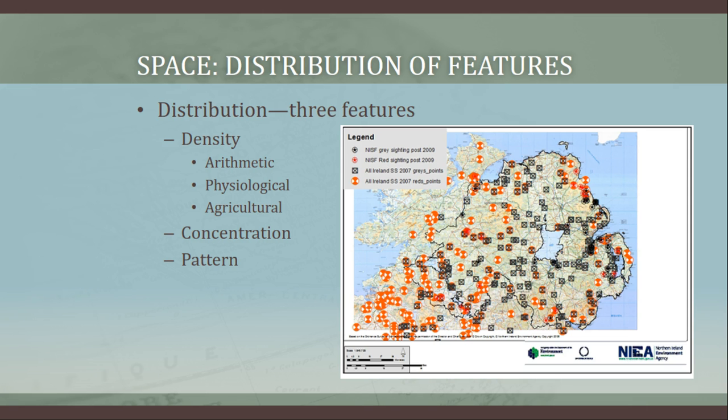Okay, so let's talk about distribution. Most of the time when we look at a map, we're going to be looking at the distribution of things, the situations of things, in addition to just their site. There are three main features that go with distribution. The first is density: where is it concentrated, how much you have in a certain amount of area. Then we're looking at the concentration, and then the actual pattern of distribution.